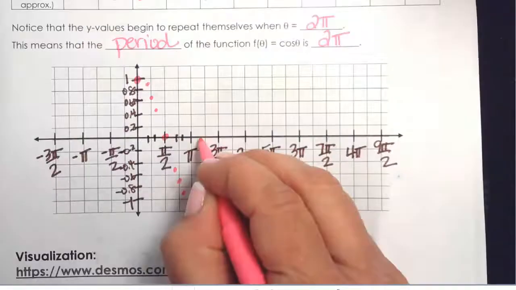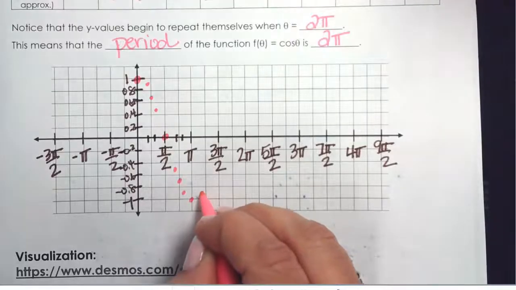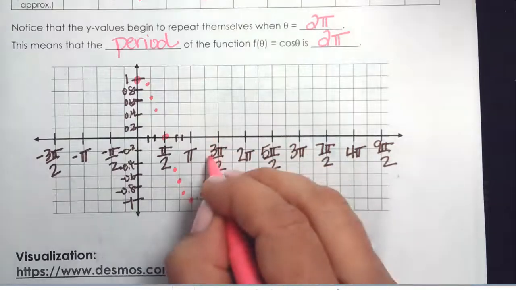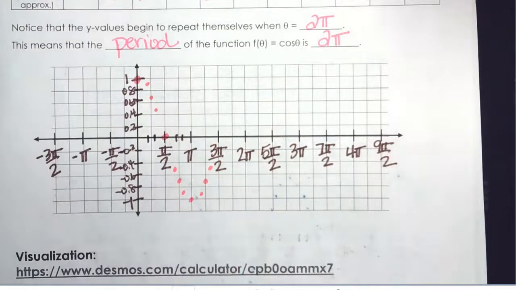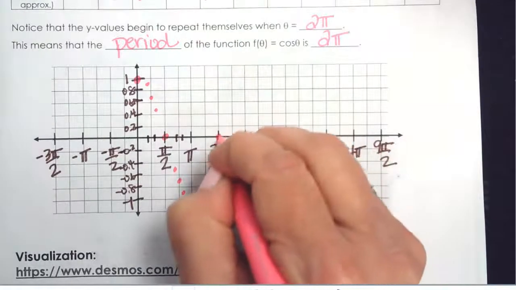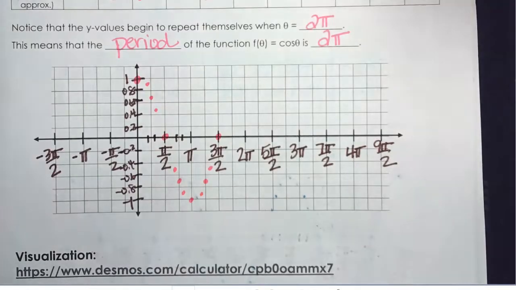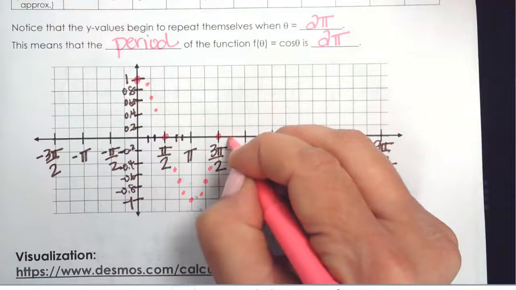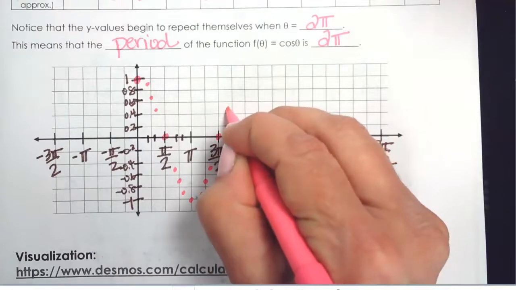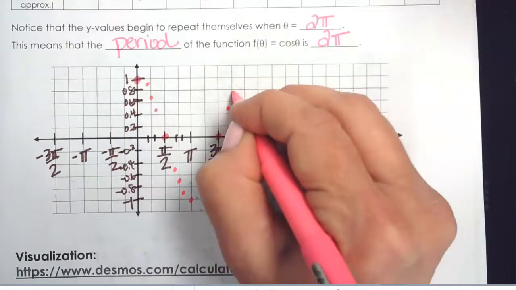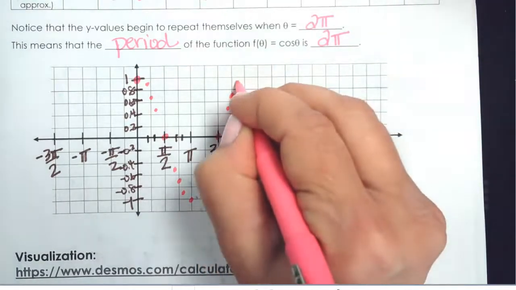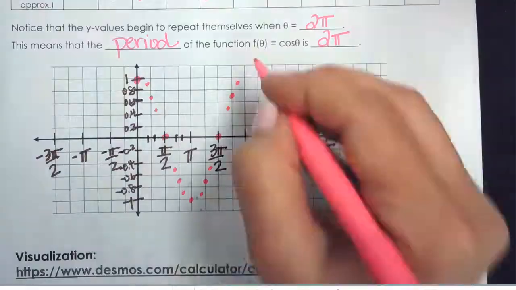So then 7 pi 6 was negative 0.9. 5 pi fourths, negative 0.7. 4 pi thirds, negative 0.5. 3 pi halves, 0. Okay, again, 5 pi thirds, 0.5. 7 pi fourths, 0.7. 11 pi 6, 0.86, about 0.9. 2 pi is up here at 1.